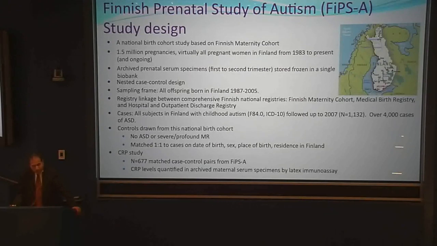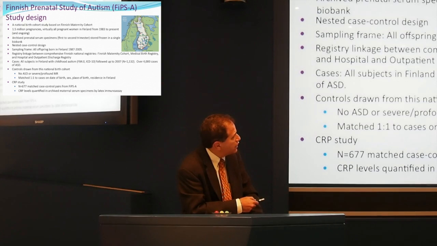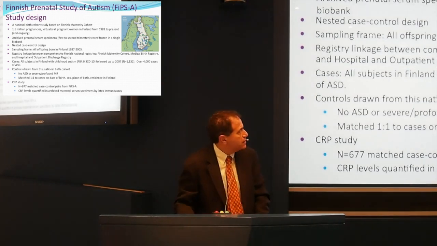We were able to implement the nested case control design, and were able to study all offspring born in Finland from 1987 to 2005. Finland, like a lot of other Scandinavian countries, has these incredible registries that are very comprehensive. So using the registries and doing linkages, we were able to identify nearly all cases of childhood autism in Finland, over 1,100 in the sampling frame we studied, and over 4,000 cases of ASD.